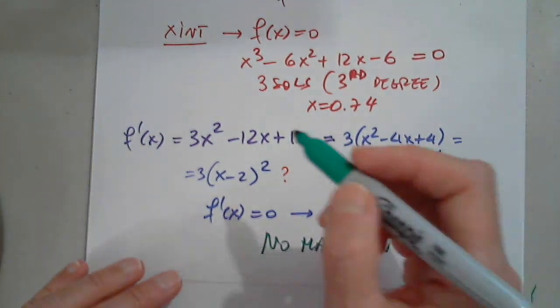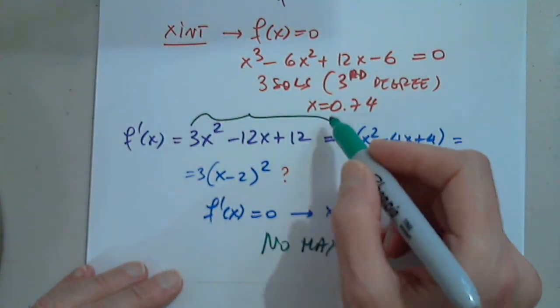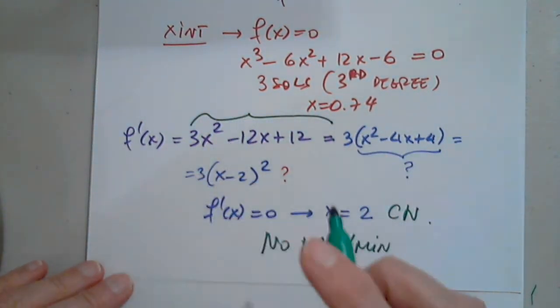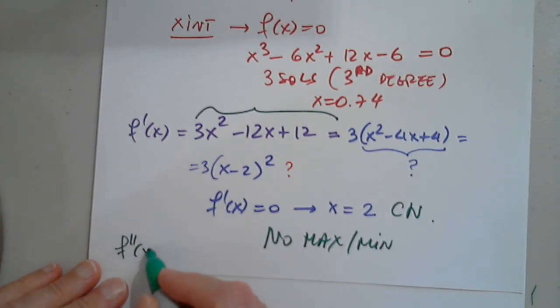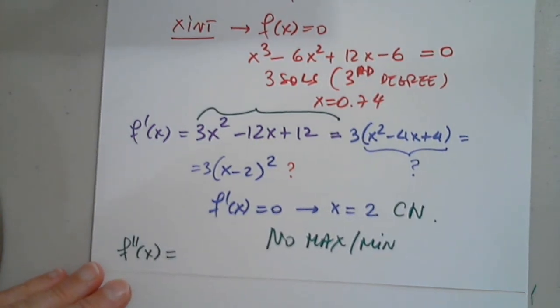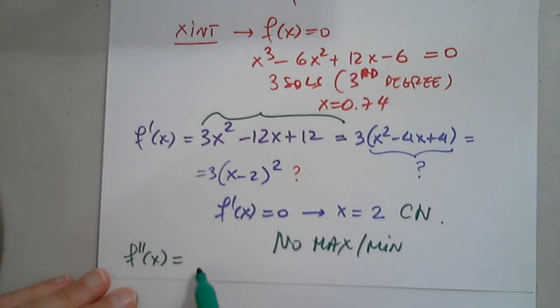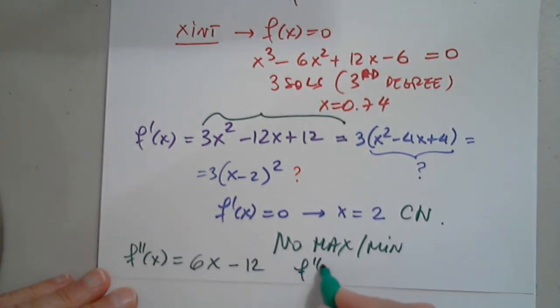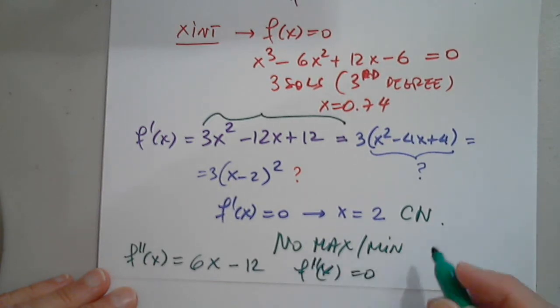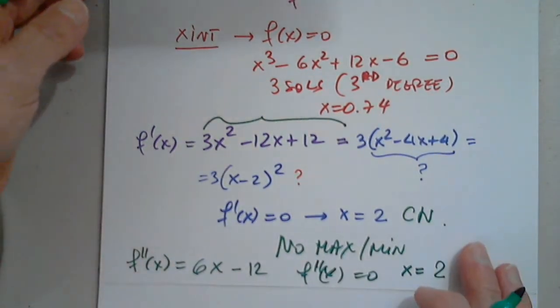Okay, now, of course, I am going to differentiate this. Not this, not this. To find the second derivative. Can anyone give us the second derivative? It's 6x minus 12. Good. And when I set this equal to 0, I get that x equals? 2. Very nice. Good.